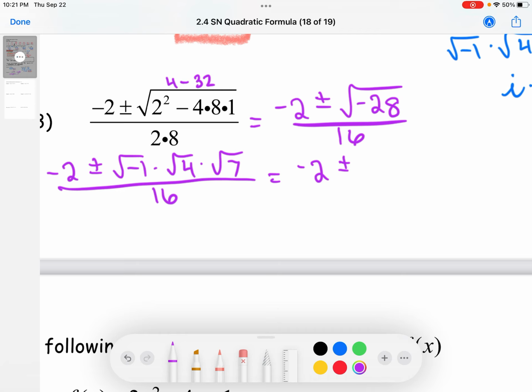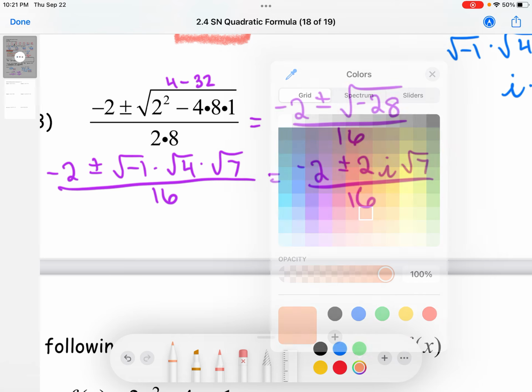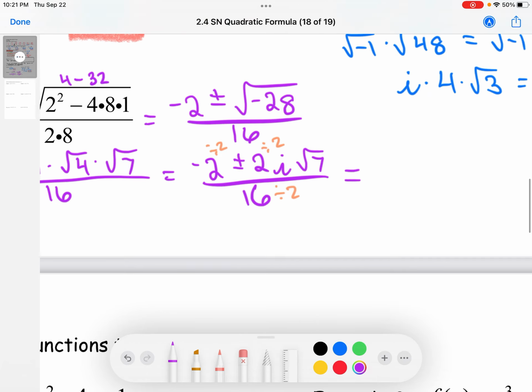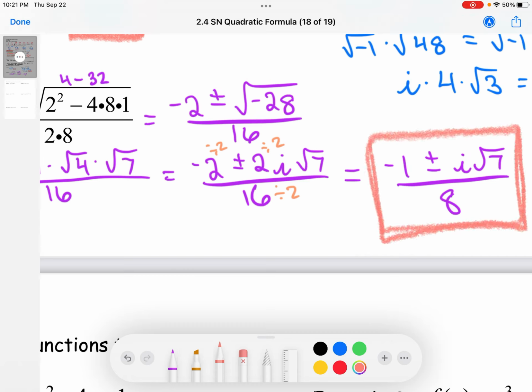Now, keep simplifying. -2 plus or minus. The square root of -1 is i. The square root of 4 is 2. We leave that 7 under the square root sign. And we divide by 16. Now, if you look at all of those numbers, the 2, the 16, realize we can divide each of those terms by 2. So we do need to do that to be completely simplified. So this becomes -1 plus or minus i square root 7 all over 8. This is your final answer.